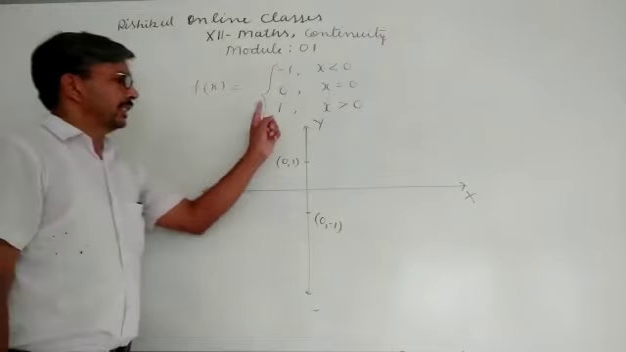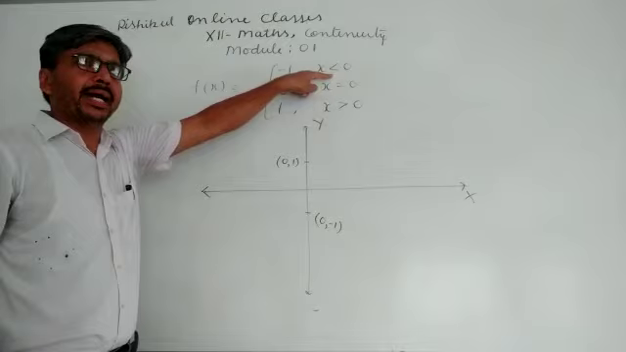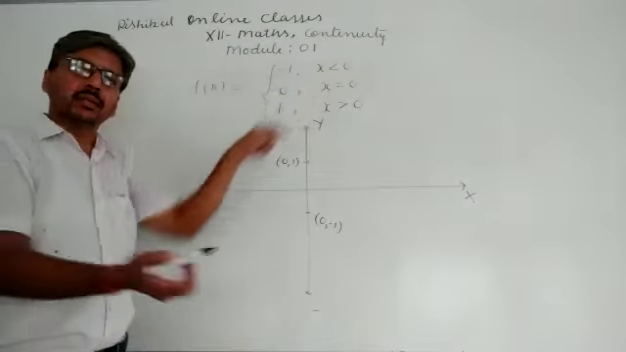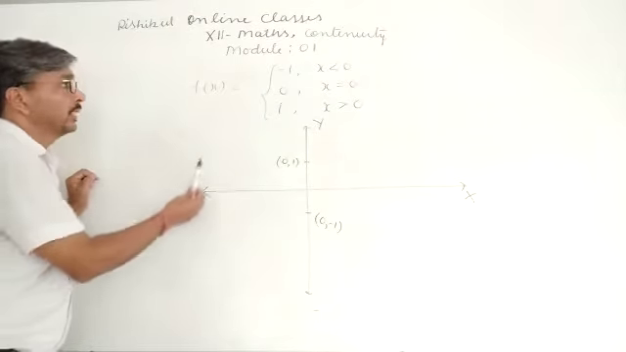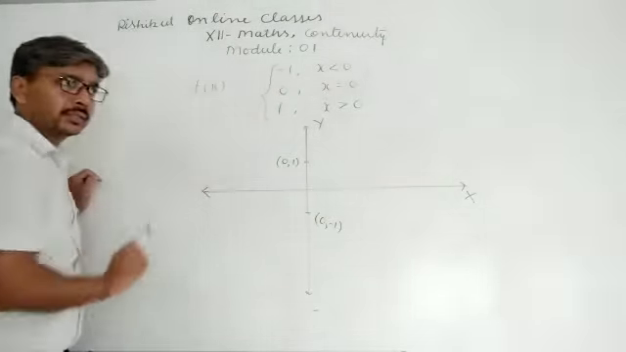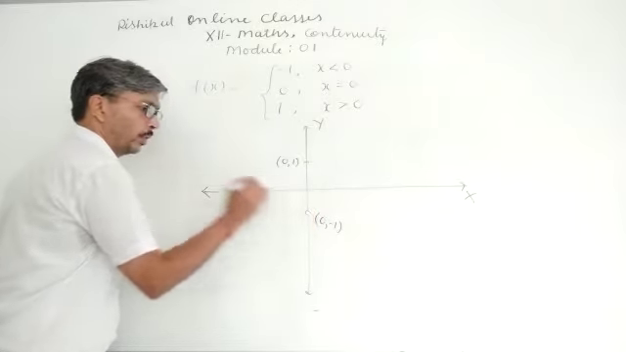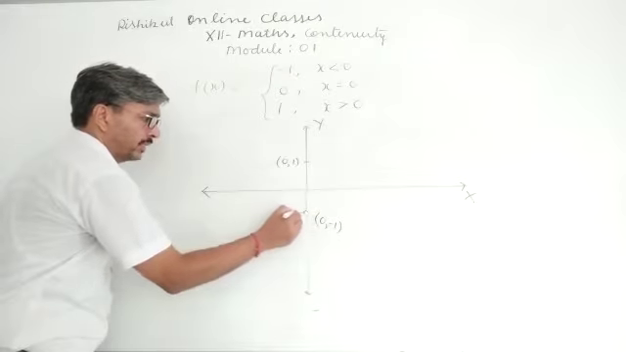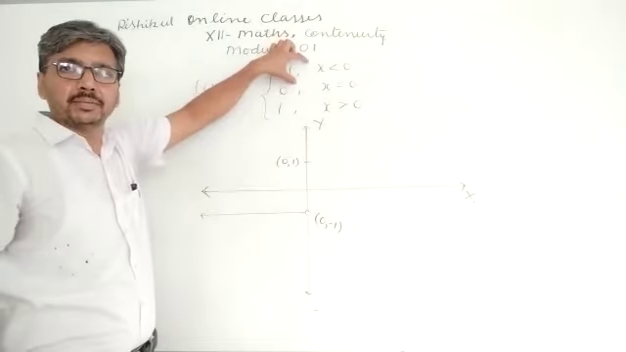Okay, now see, when we take x less than 0, the value of x is negative. It means the value of x is on this side. Then y or f(x) is equal to -1. This is constant. So the graph of this function will be like this. Here we will make an open circle because this is less than 0. The graph is this for this portion of the domain.